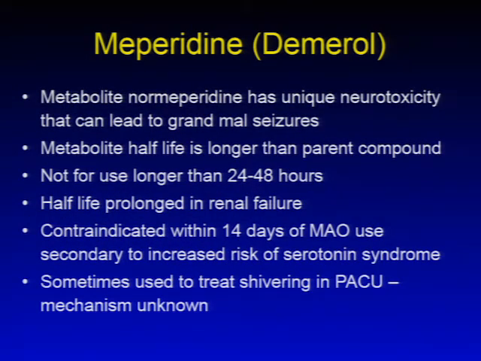Meperidine is an opioid that is associated with the metabolite normeperidine, which is often seen having a unique neurotoxicity that can lead to grand mal seizures. It's also problematic because its metabolite half-life is longer than the parent compound. Therefore, its half-life is prolonged in renal failure.